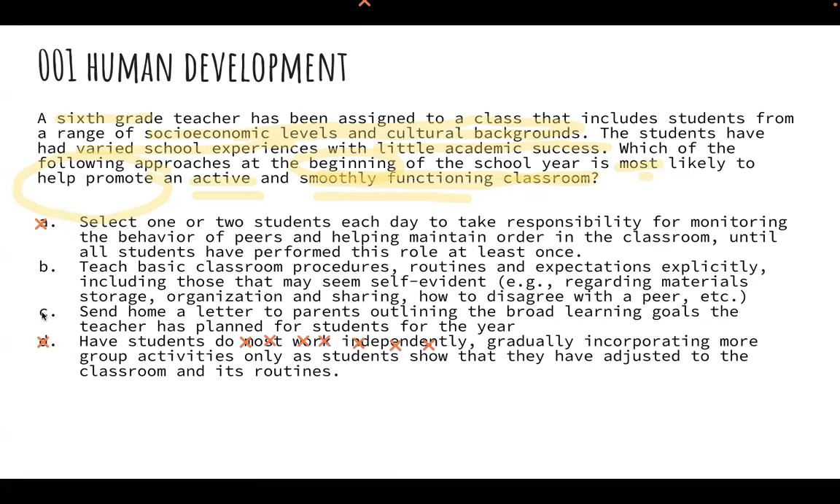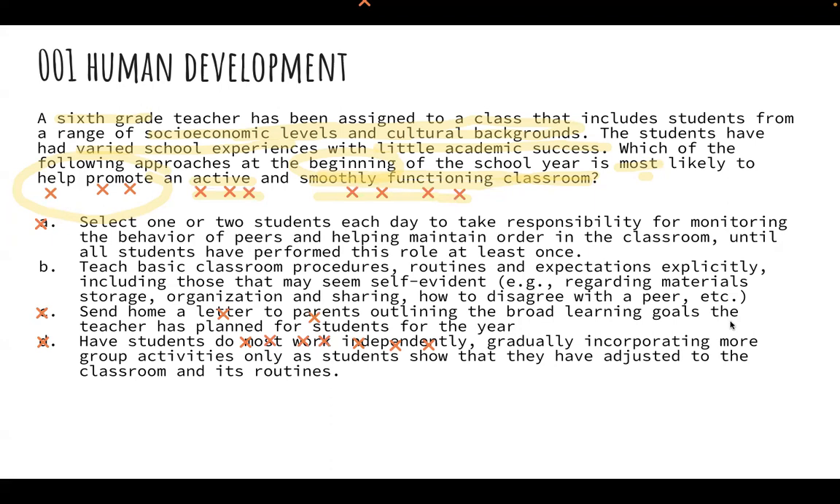I heard someone else say C, a letter to the parents is going to make sure that the classroom runs smoothly. No, it has to be something done with the students themselves in order to help them. Remember, help promote means the students are active, and they can function super smoothly. B is the only one.